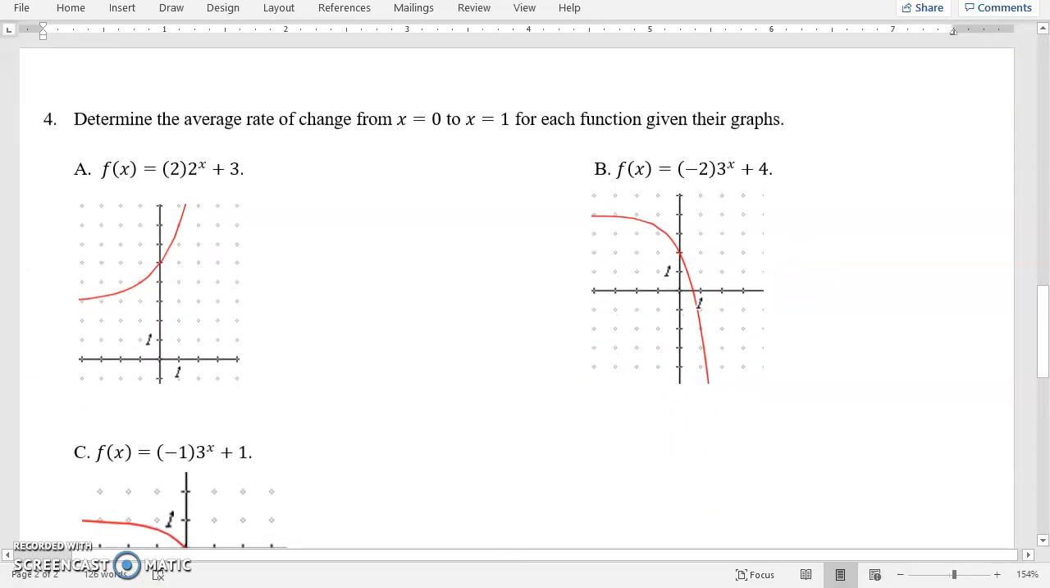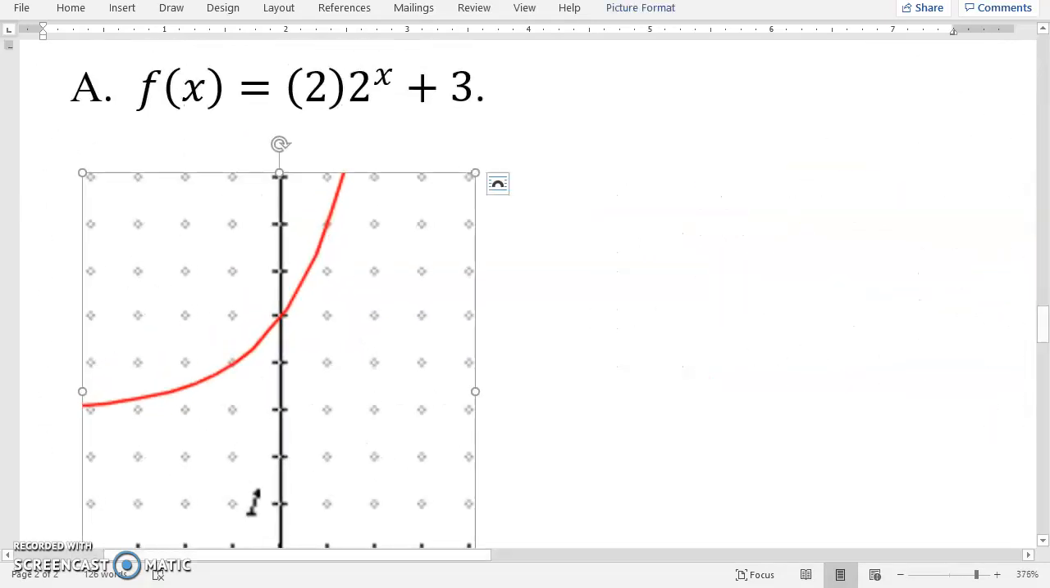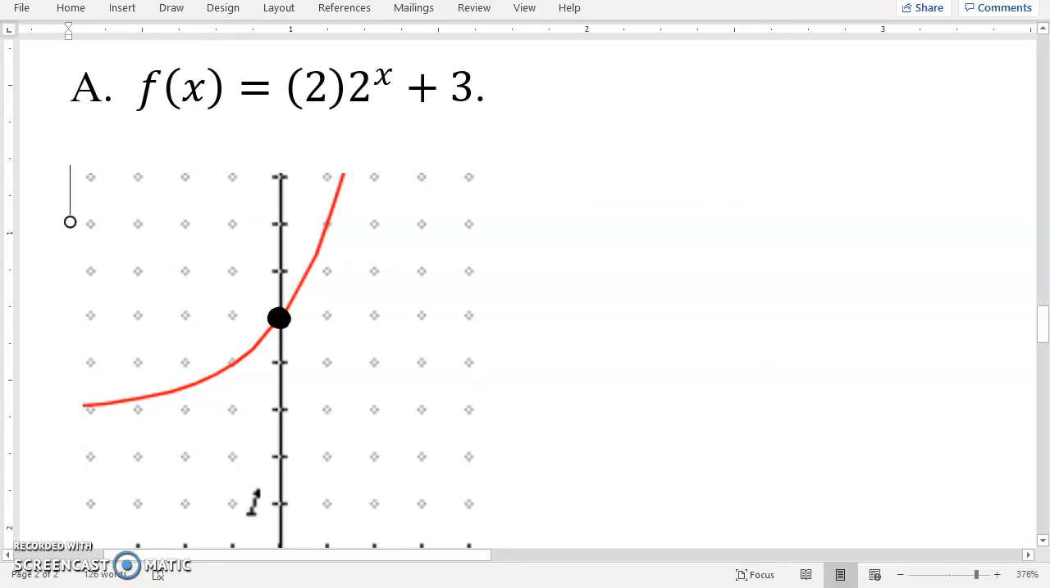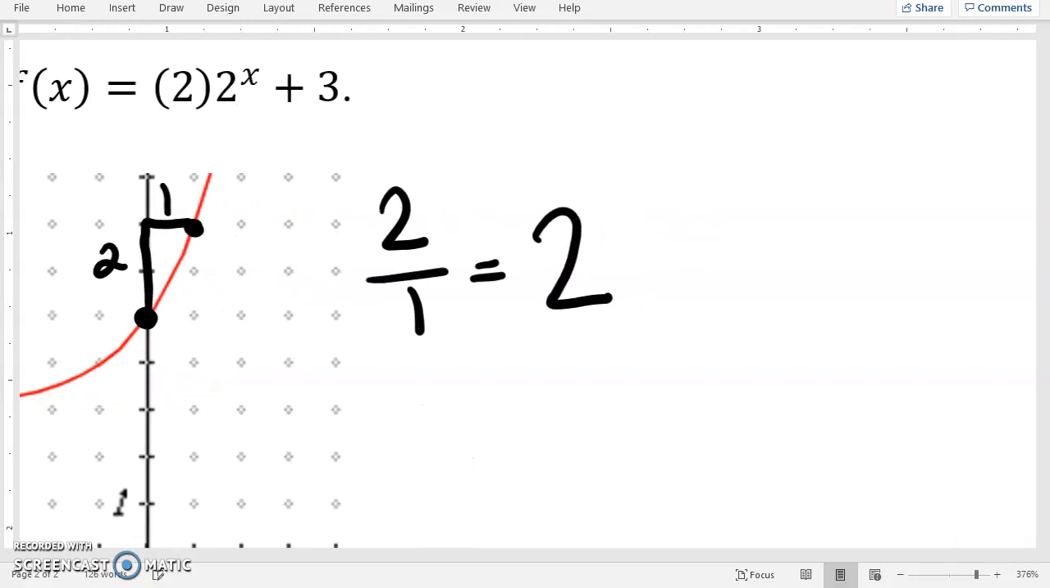For number 4, determine the average rate of change from x equals 0 to x equals 1 for each function given their graphs. So for a, again, we're going to start at 0. And then at 1, it hits it right here. So in this case, from left to right, we went up 2 over 1. Up 2 over 1, which simplifies to just positive 2.